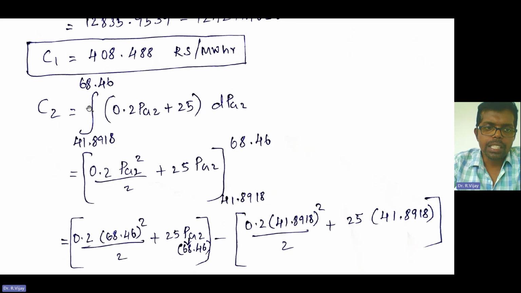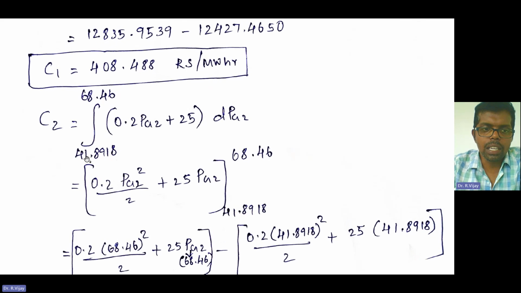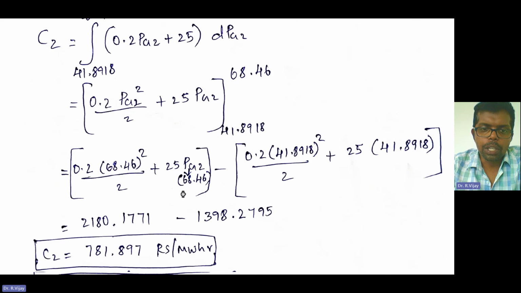Similarly, C2 is equal to this integration. We already got the values 41.8918 megawatt and 68.446 megawatt. These are the initial values and the recent values without losses that we calculated. DC2 divided by DPG2 is already given in the problem, that is 0.2 into PG2 plus 25. Just integrate, that is 0.2 into PG2 squared divided by 2 plus 25 into PG2. Here you need to substitute the lower limit and upper limit.